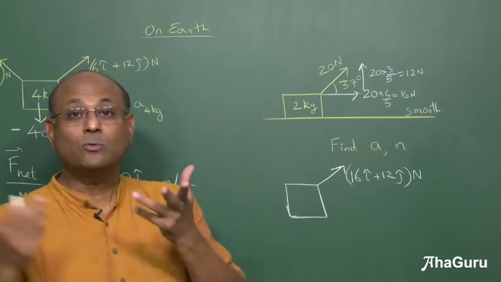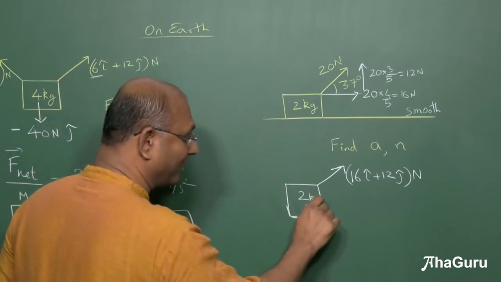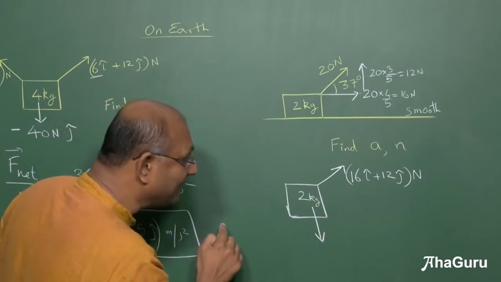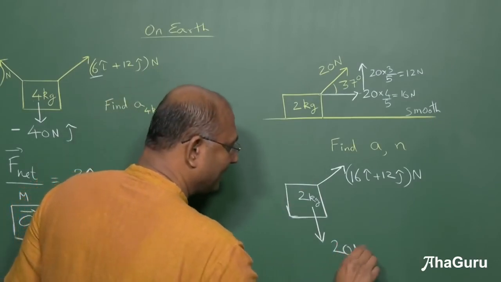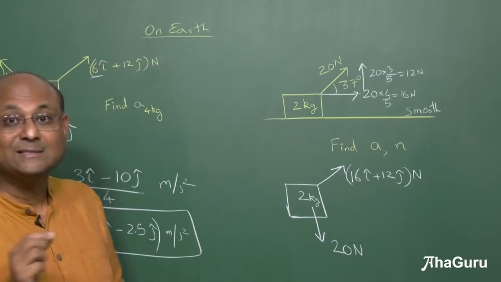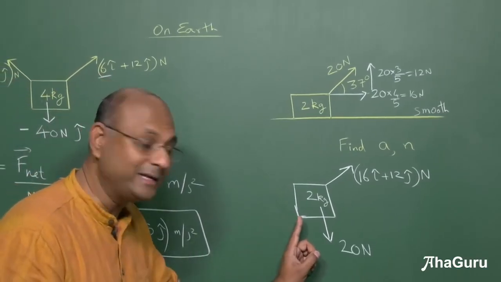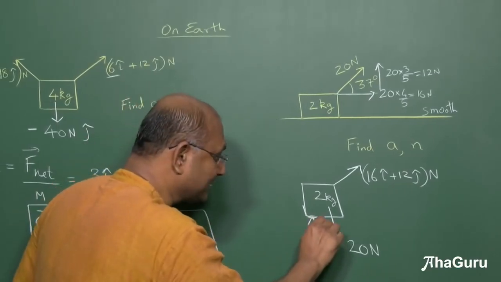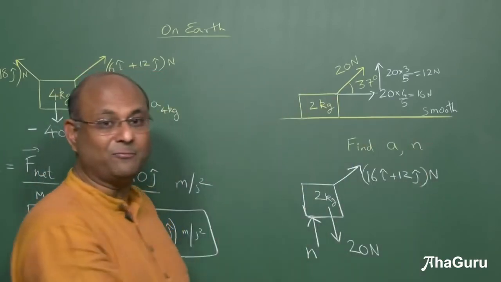Right? But that is not the only force. There are other forces. What are the other forces? This is a 2 kg block. First of all, there is going to be a gravitational force. How much gravitational force? 2 into 10, 20 newtons. Now here is the place where many people make mistakes. Usually they'll put normal force as 20. Is normal force 20? No. In this case, normal force is N. You have to find it. That's why the question says find normal force.